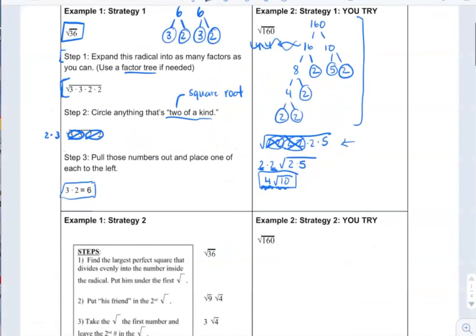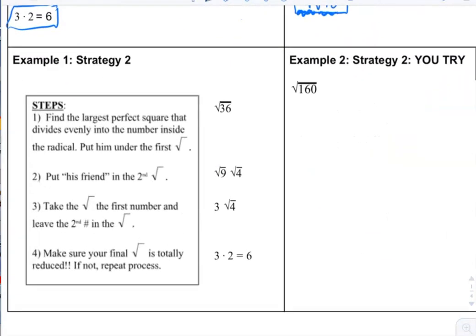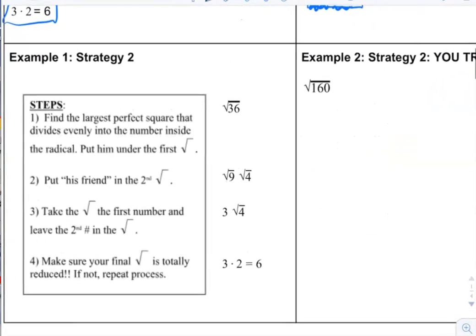All right, let me show you guys the second strategy. So with this strategy, if I'm applying that to the square root of 36, you want to ask yourself, what's the largest perfect square that divides evenly into the number inside the radical, and then put it under the first radical sign.